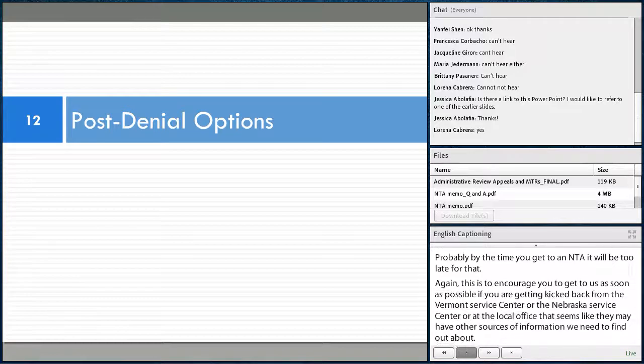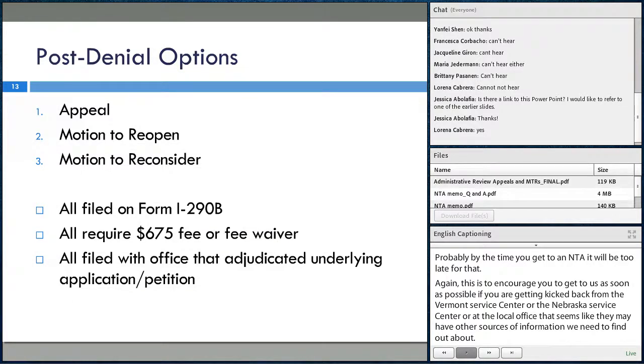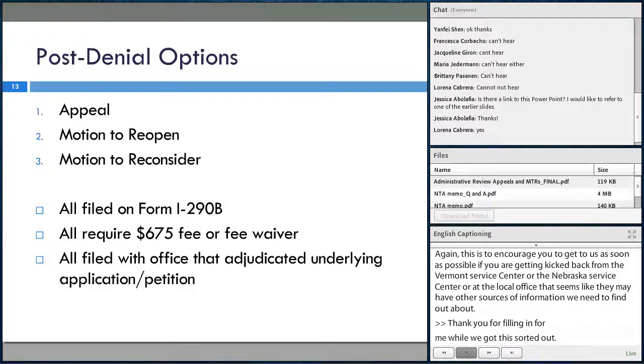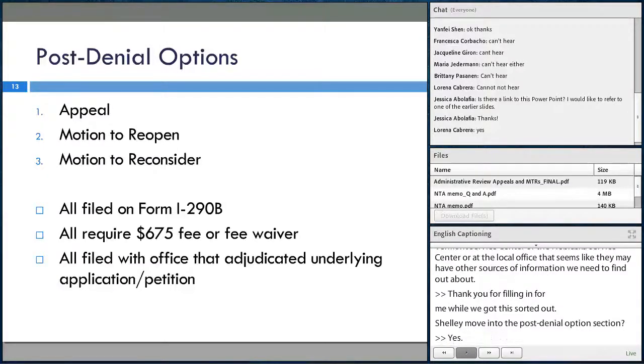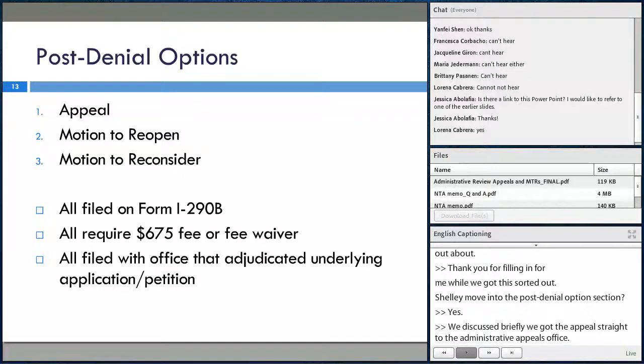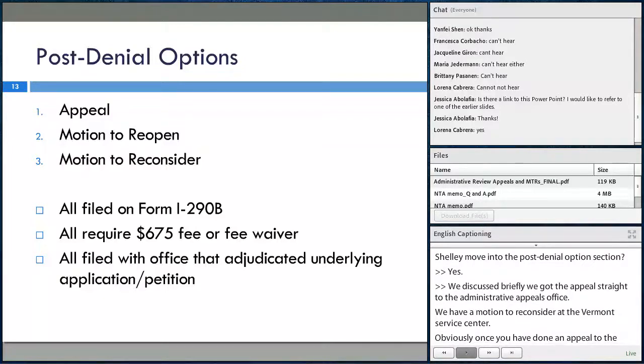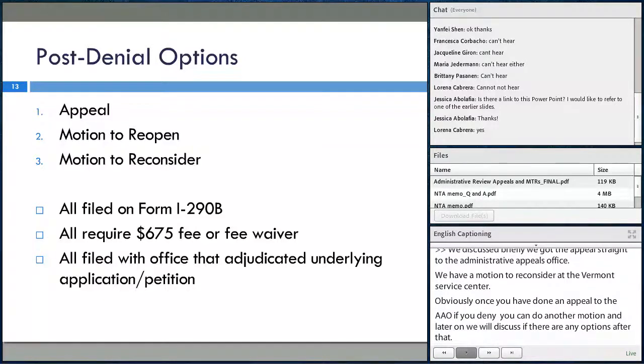Amy, shall we move into the post-denial options section? Yes. Okay, great. So we already discussed briefly, you've got the appeal straight to the Administrative Appeals Office. You've got a motion to reopen or motion to reconsider at the Vermont Service Center. Obviously, once you've done an appeal to the AAO, if they deny, you could also do one of those motions to the AAO. And later on, we'll discuss if there are any options after that. All of those are going to be filed on the form I-290B, and all of those are going to be filed with Vermont with the fee or the fee waiver. And we're going to get into that fee waiver question in a minute because it is getting really complicated.